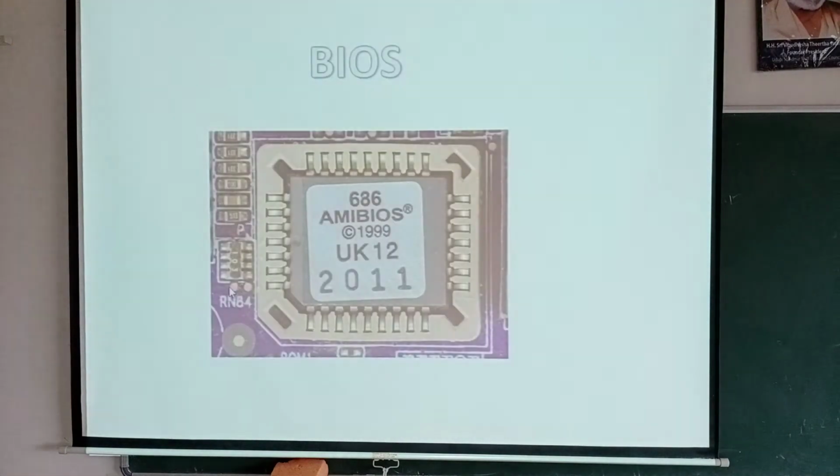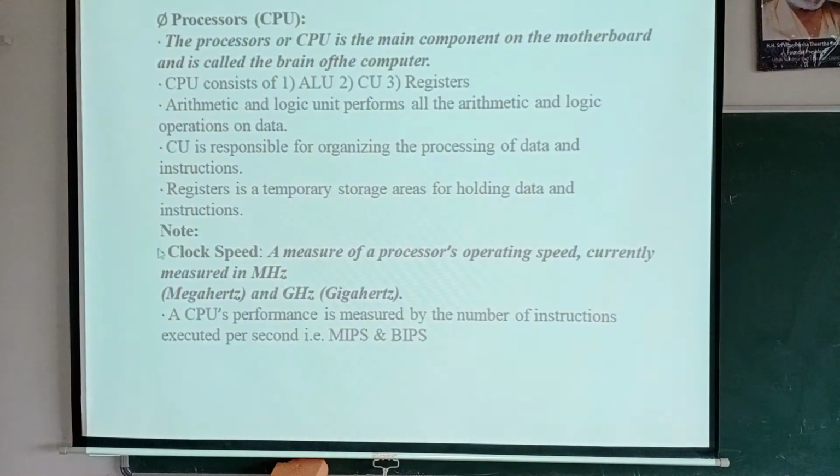Next is the note. What is a note? We'll see. It's the clock speed. What is clock speed? A measure of a processor's operating speed, currently measured in megahertz. That is, the CPU operating speed or processing speed is called the clock speed, and this processor speed is always measured in megahertz or also in gigahertz.